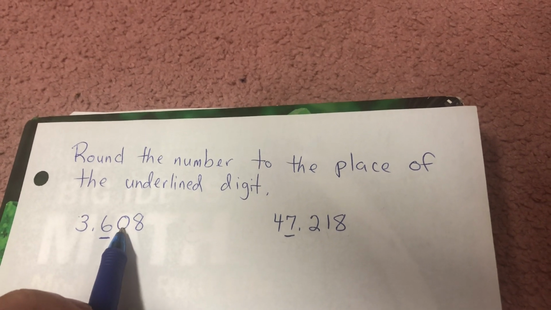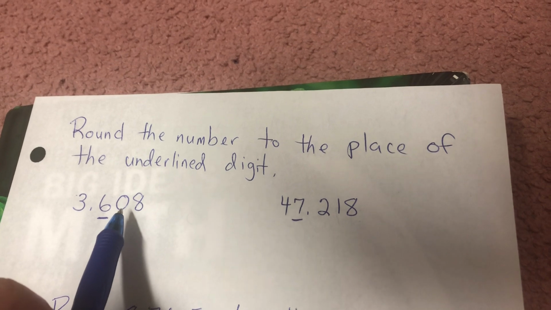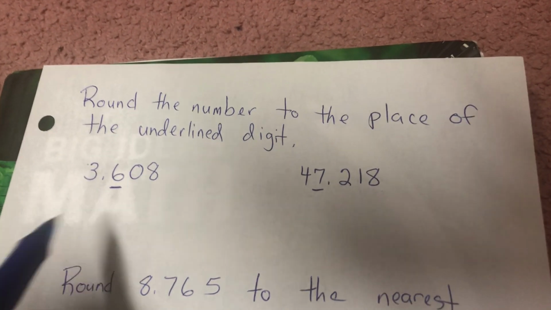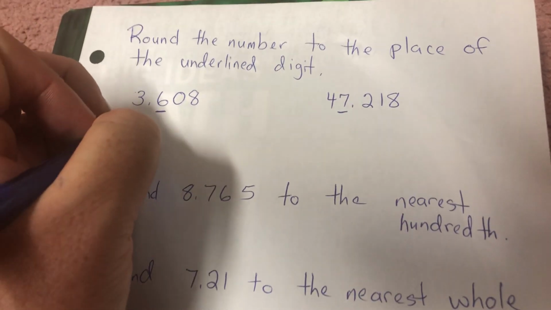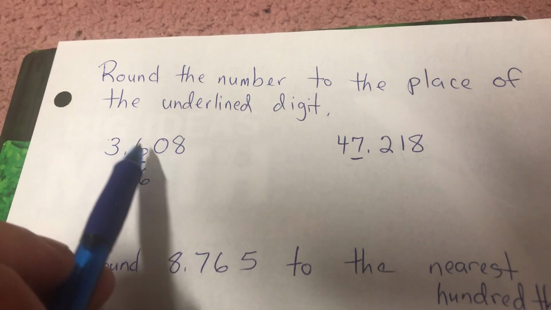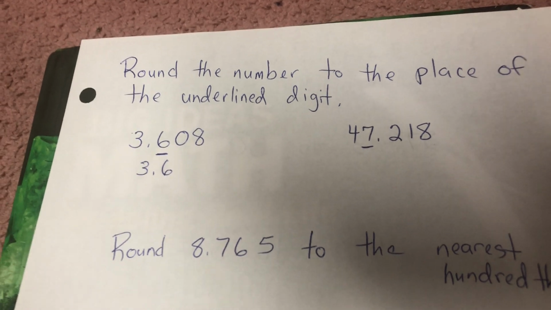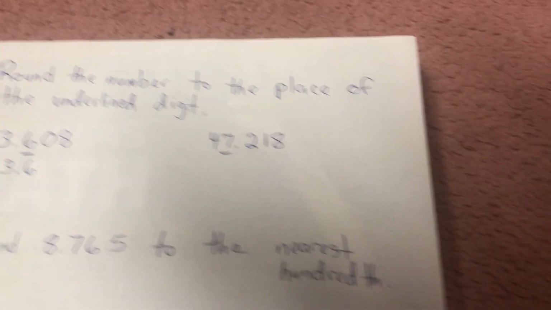And since this is a 0, I'm going to round down, which means everything before this 0 is going to stay the same. My 6 is going to stay a 6, and this is just going to end up as 3.6. And if I want to put the 2 zeros for those two numbers, I can, but that's not necessary. I can just leave that as 3 and 6 tenths.